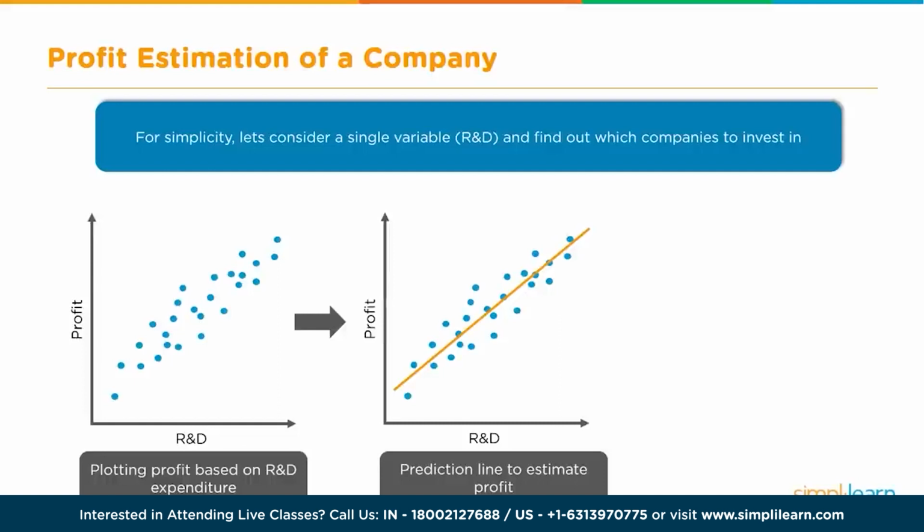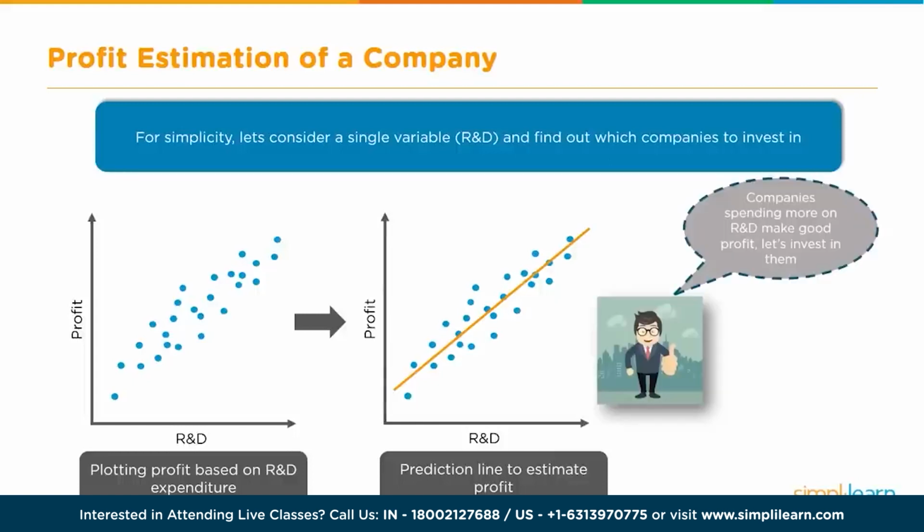So we can draw a line right through the data. And when you look at that, you can see how much they invest in the R&D is a good marker as to how much profit they're going to have. We can also note that companies spending more on R&D make good profit. So let's invest in the ones that spend a higher rate in their R&D.